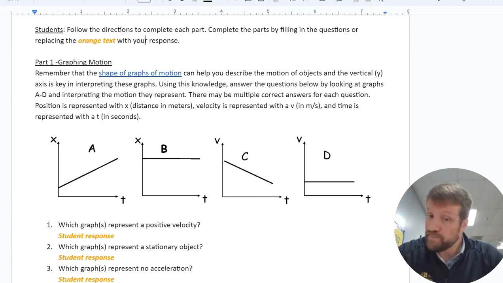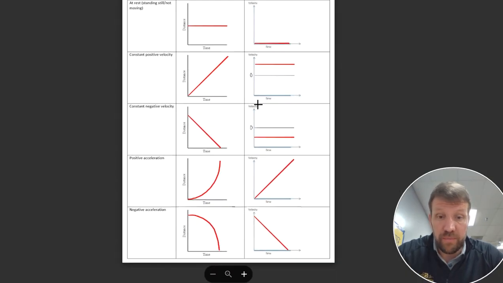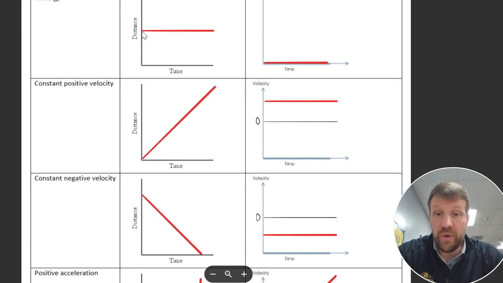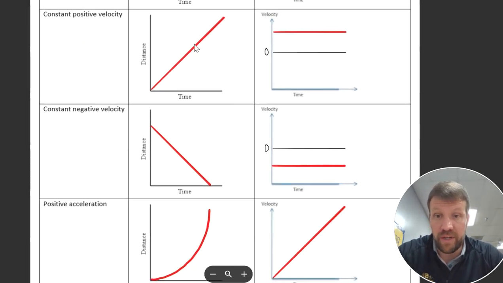So part one here talks about graphs of motion. There's a little link right here that will bring you to kind of a key that will show you some details about these. So a couple things real quick as you look at this. First, notice that it's distance in time in this middle column, and it's velocity in time in the right column. Always make sure that you are noting what is on the axes as you look at this stuff, okay?